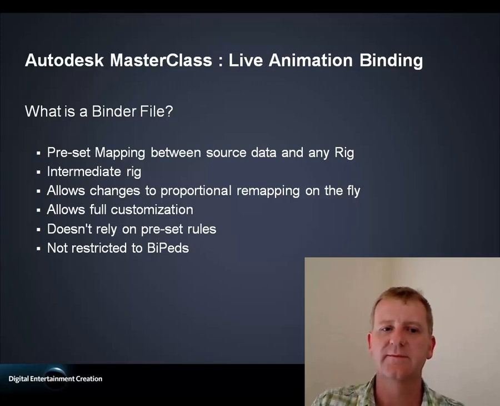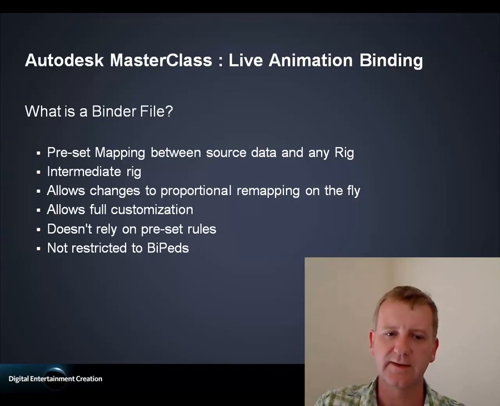So it relies on a binder file. What is a binder file? The binder file is the preset mapping between your source data and your rig. So this is a file you've set up. It's an intermediate rig that explains how you map data from A to B. That's all it is. And it allows for proportional remapping on the fly. That's the big thing I want to get over here.